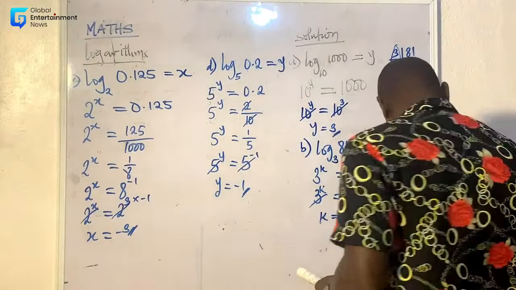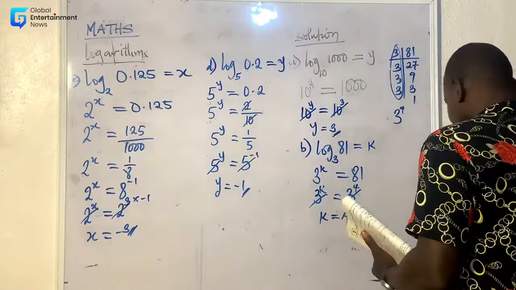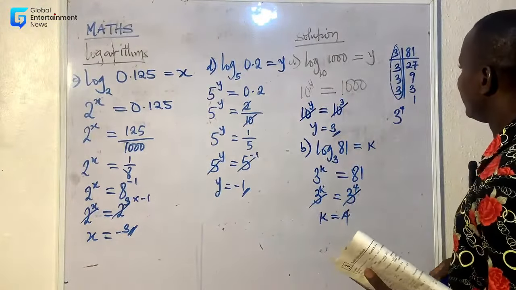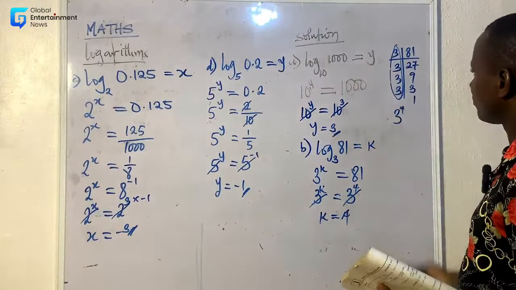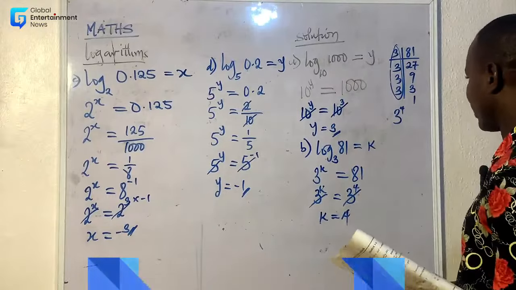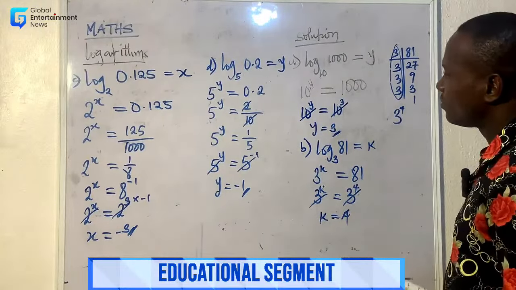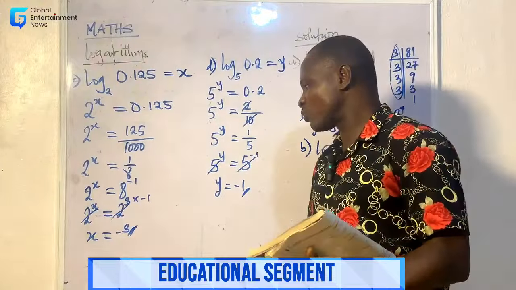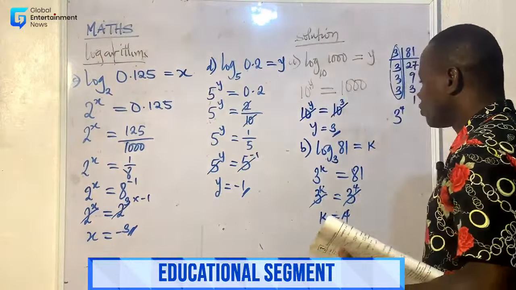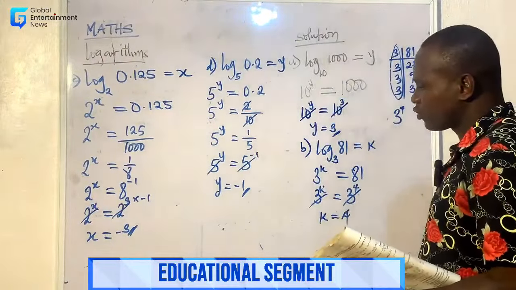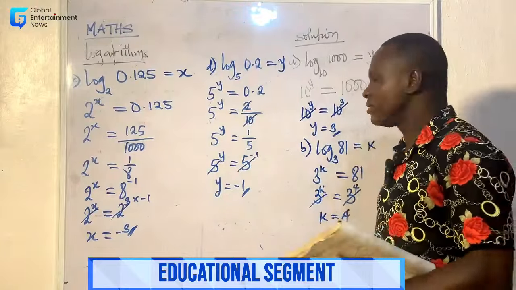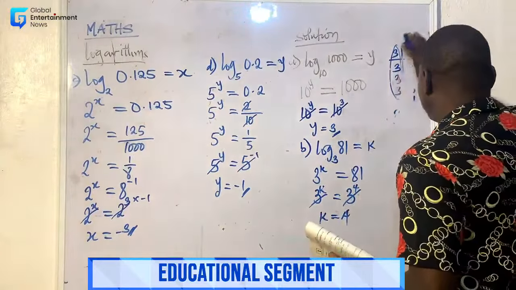Okay. Now, this is the first one. The answer is y is equal to 3. The second one, k is equal to 4. The third one, x is equal to minus 3. The fourth one is y equals to minus 1.